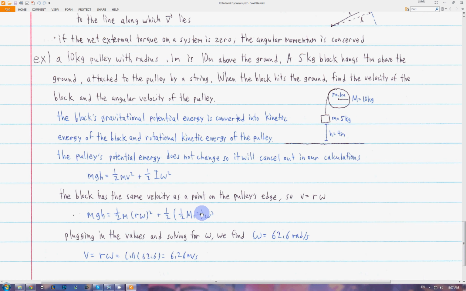And then if we solve this by plugging everything in and solving for omega, then we find that the angular velocity of the pulley is 62.6 radians per second. And then to calculate the linear velocity of the block, we just do r times omega, again because it's moving at the same speed as these points on the outer edge of the pulley. So the linear velocity of the block as it hits the ground is 6.26 meters per second.